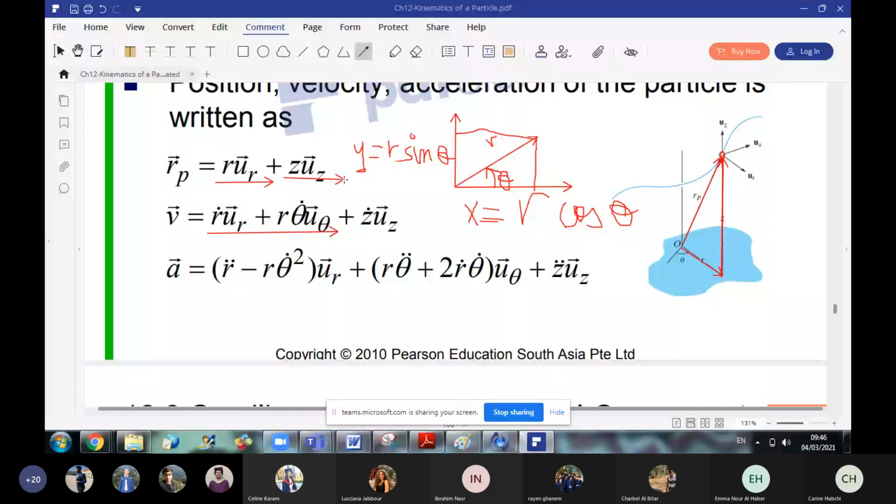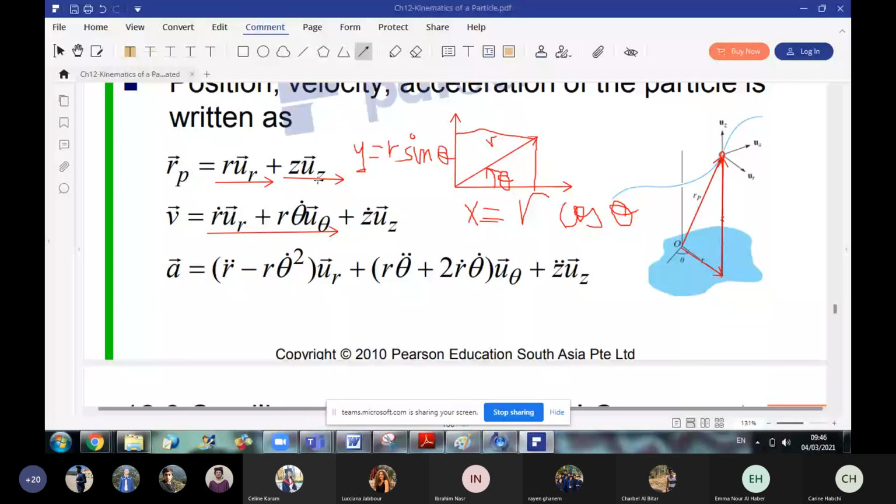Why is it not changing? UR and U theta change with the particle, but UZ will always be perpendicular to the UR, U theta plane. UR and U theta will change in direction, but will stay in one plane. Because they stay in one plane, UZ, which is perpendicular to this plane, will not change in direction. So it's a fixed vector, and when I derive UZ with respect to t, it's 0.